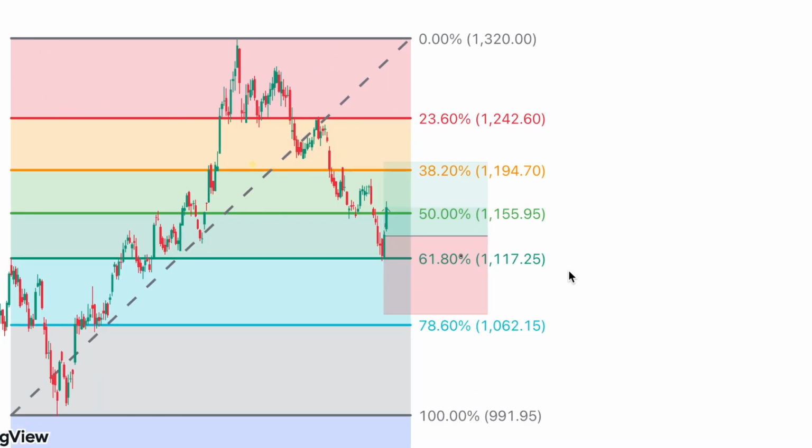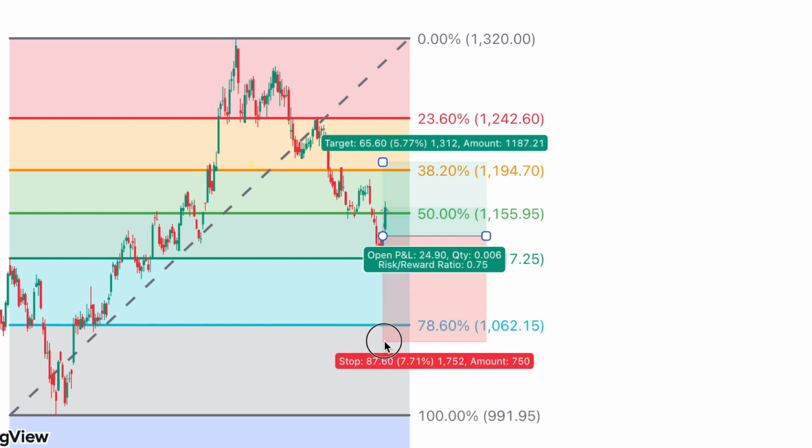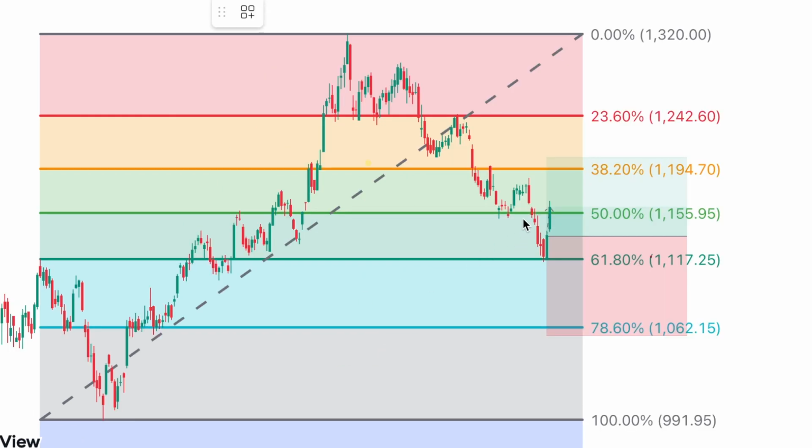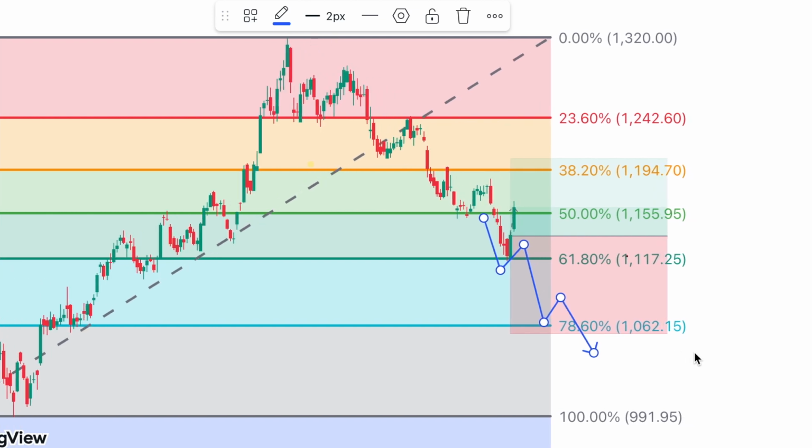Once you are in the trade, protecting your capital should be your top priority. So place your stop loss just below the 78.6% level. It's going to be your safety net. If the price dips below this level, it's a clear signal to step away. This indicates that the retracement is deeper than expected, or worse, it could be the start of a downtrend. In such cases, it's better to cut your losses early and preserve your capital for the next opportunity.